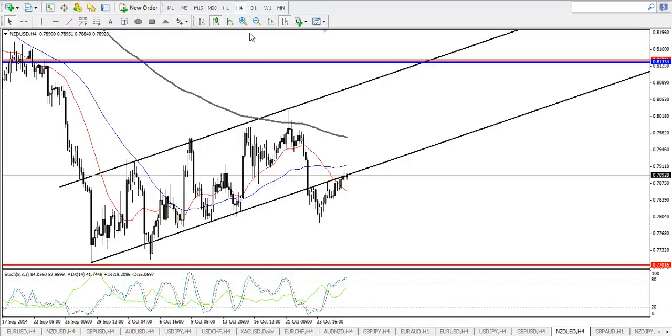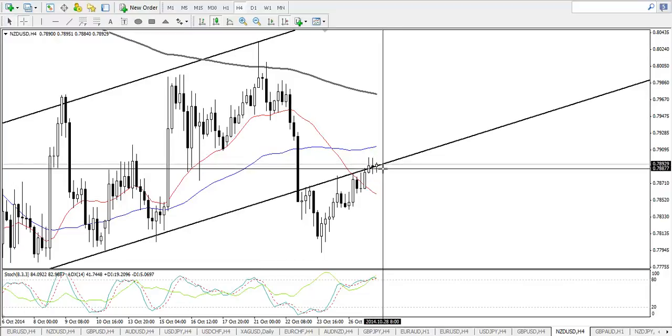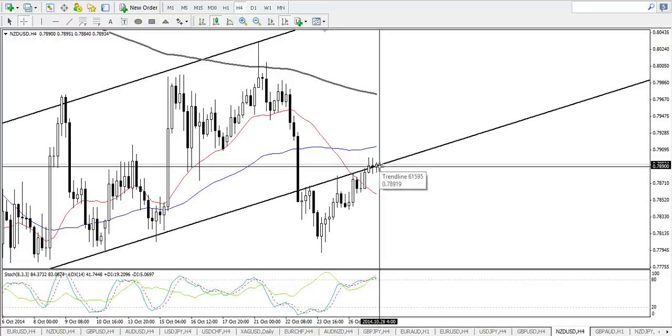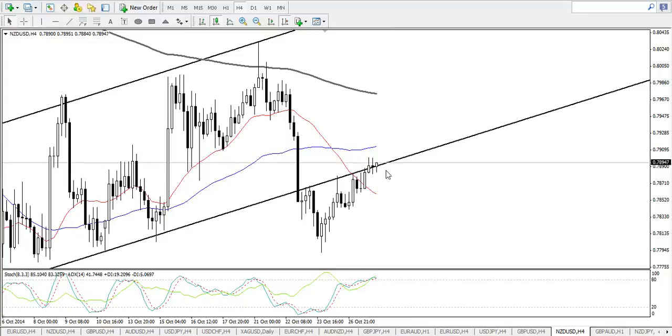If we zoom in a little bit closer, we do see that there is a magic candle right at the bottom of the rising trend channel, and therefore we can wait for a confirmation. Maybe if it closes about 0.7885 to form a confirmation, then we can actually go for a short opportunity.